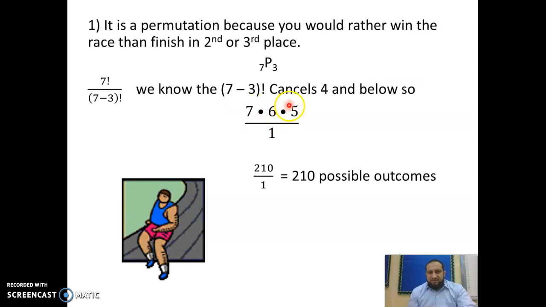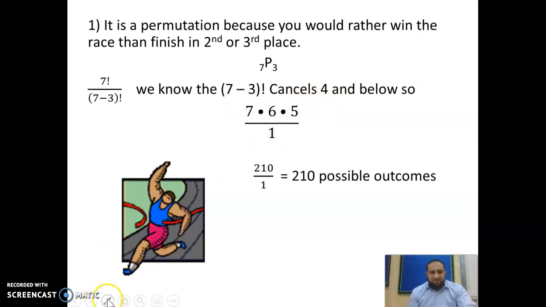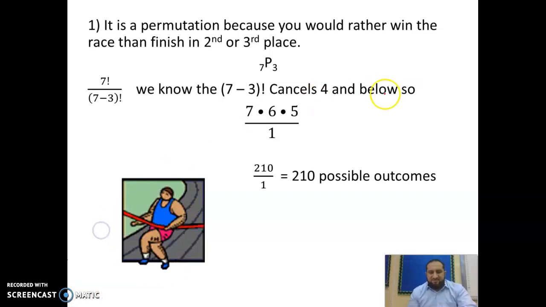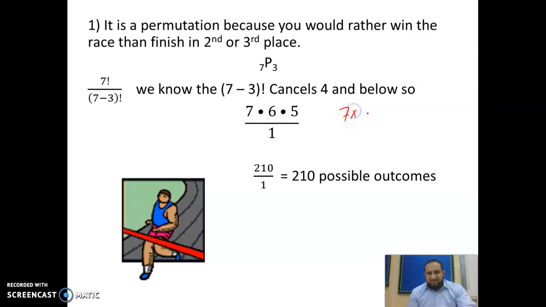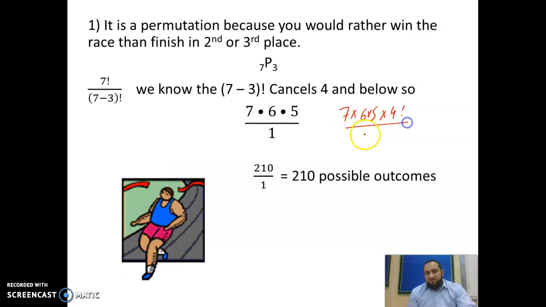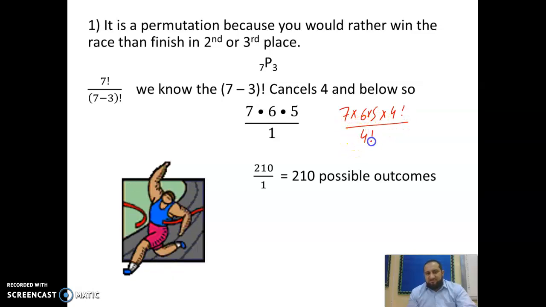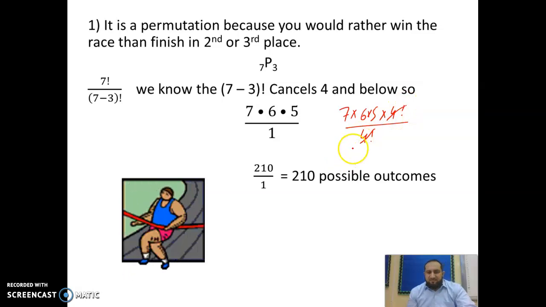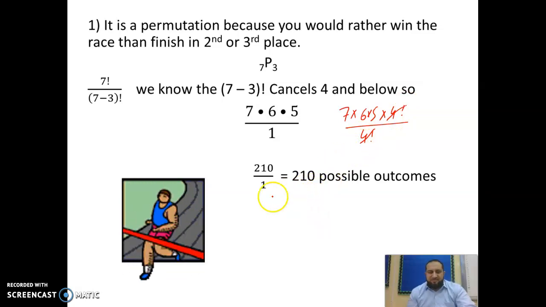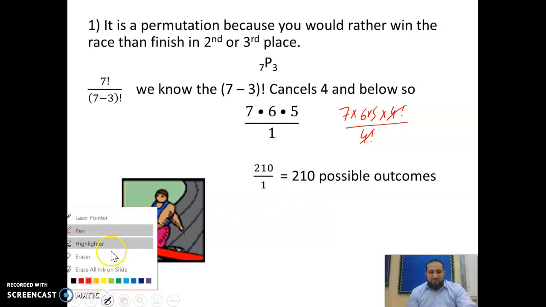So we know that 7 minus 3 factorial is 4 factorial, as you remember, we did this. So here 7 factorial can be expanded to 7 times 6 times 5 times 4 factorial over 4 factorial. So the 4 factorials will cancel out. So this will give us 210 possible outcomes.